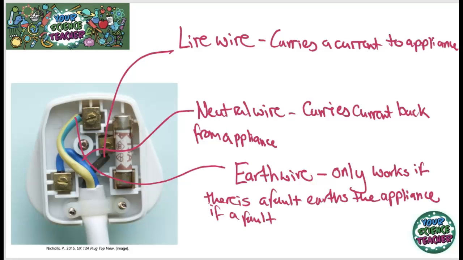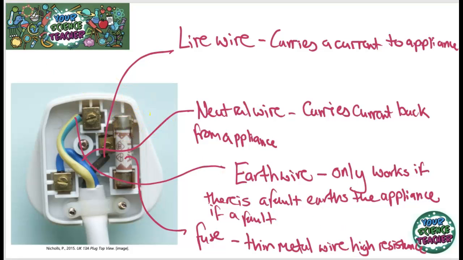If they touch the metal appliance, it will carry it from the appliance to the earth through the earth wire. There is another safety feature on this plug as well, and that is the fuse. And what happens with the fuse is if the current becomes too high through the plug, it will break. The way it does that is it has a real thin piece of metal wire that will heat up. It has really high resistance, so it heats up and breaks, and this means that electricity will no longer flow through the live wire.